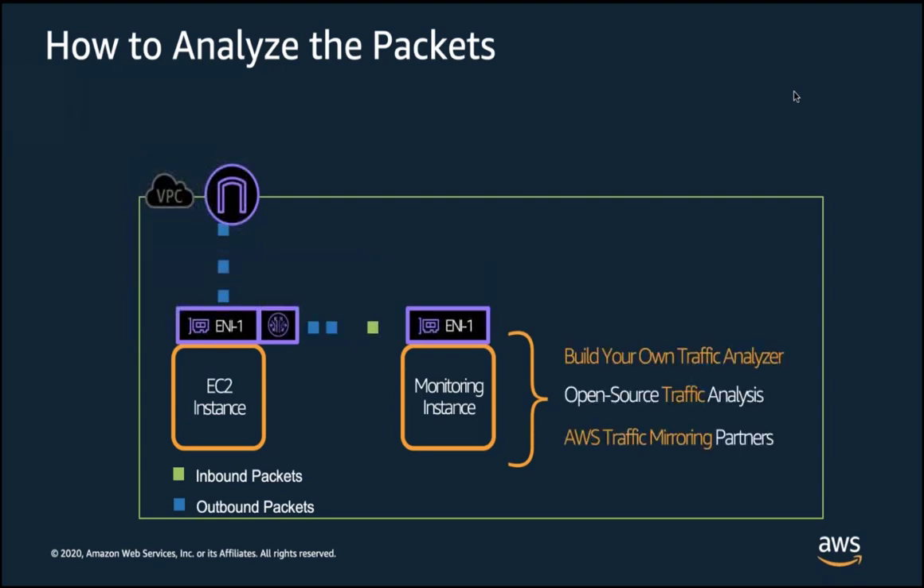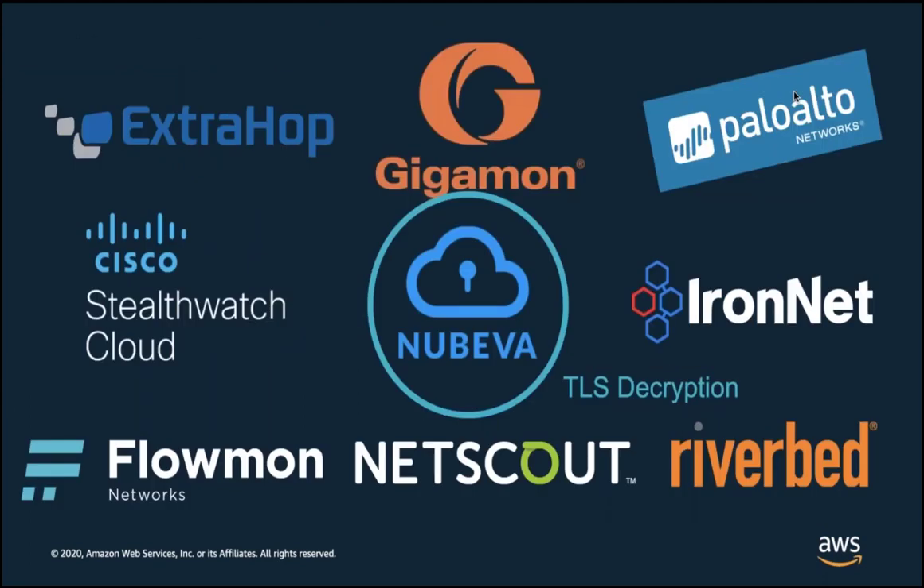There, you can either build your own traffic analyzer, using open source tools like Wireshark, or building your analyzer using Python or Go, or any other language you prefer. You can use open source IDS and IPS tools like Suricata or Zeek, or you can work with a large number of AWS traffic mirroring partners who can have the software running on those monitoring instances and aggregate the data for you and present it in the format of your choice. Here are some of the partners that we're partnering with.